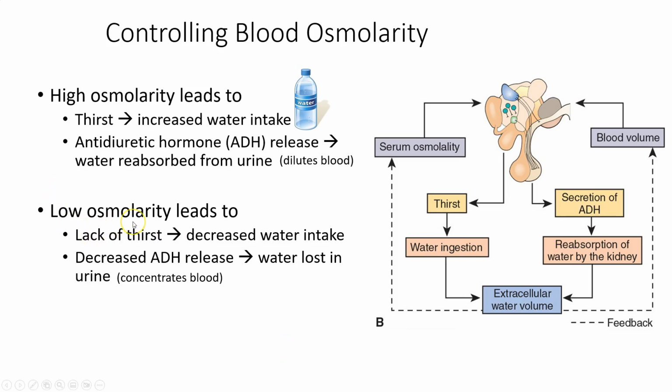If your osmolarity is low, maybe you don't have enough salt in the body, you're not going to be thirsty, and so you're not going to drink as much water. You see this a lot in older adults. And your ADH is going to cut off, so you're not going to hold on to water. And so you're going to try to concentrate the blood by excreting water out through the kidneys into your urine so that you can then increase the concentration of that blood. So that's just a quick overview of water balance.